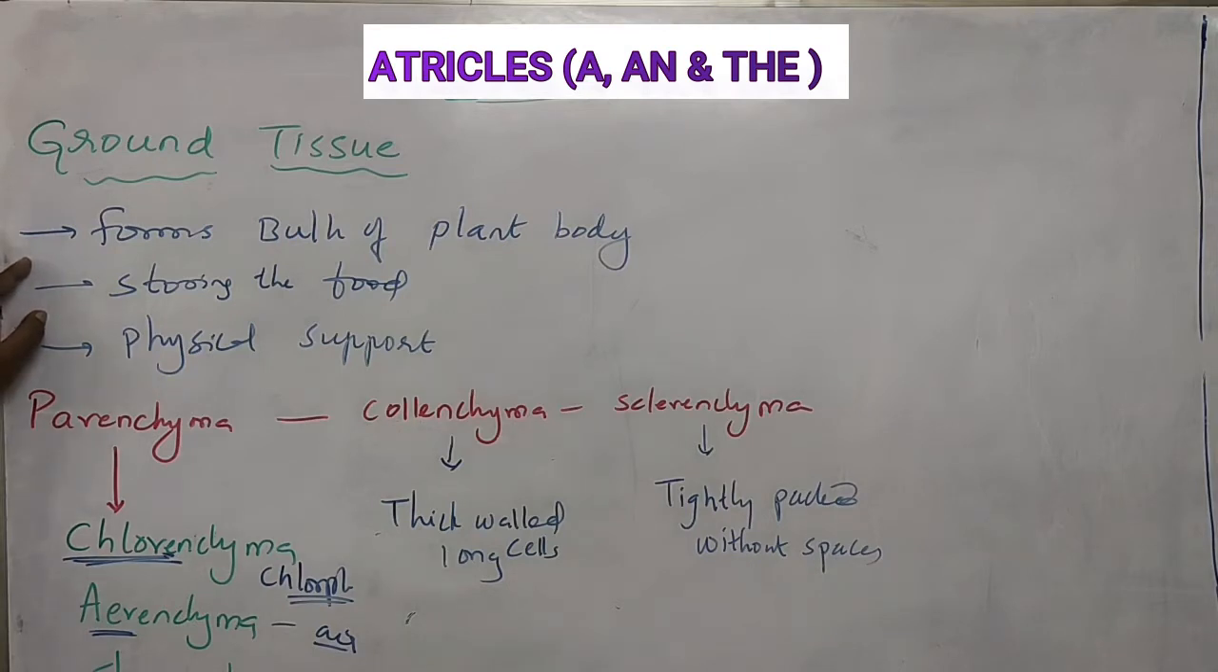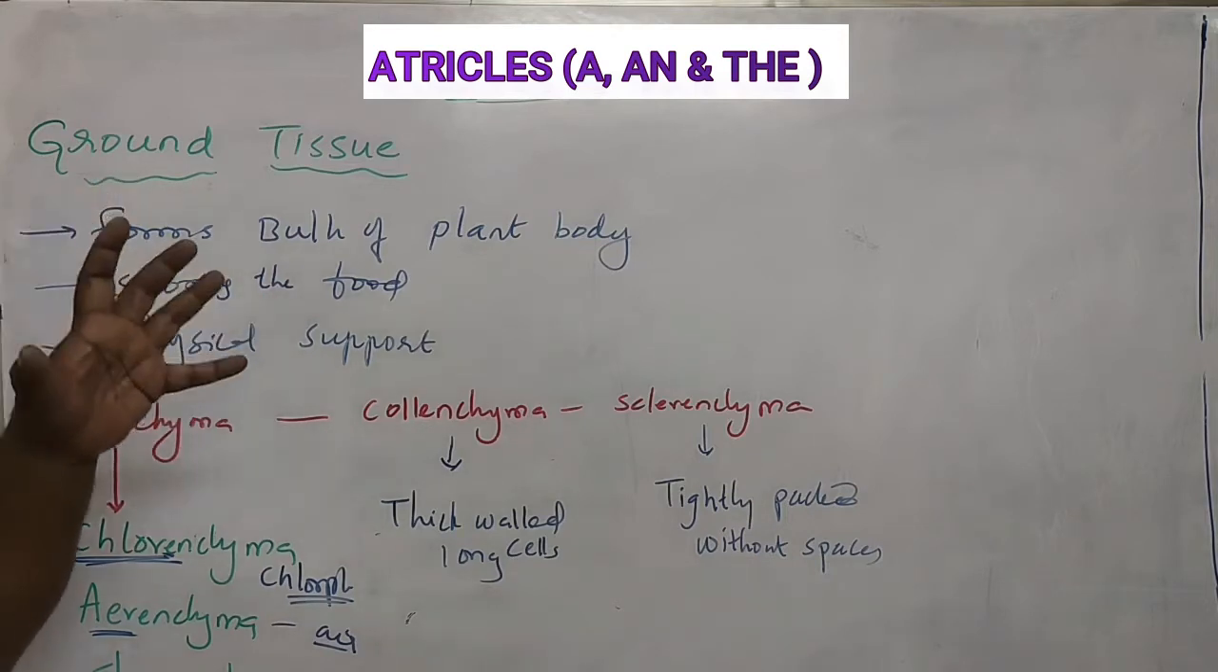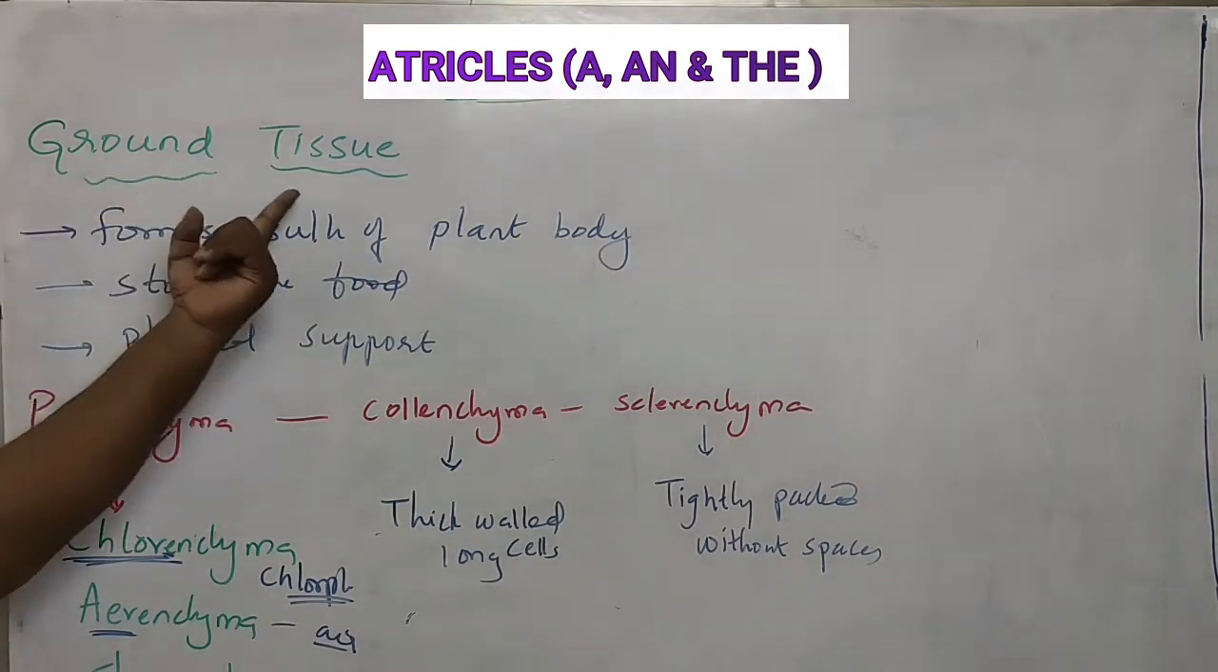What is the food material in the plant? Leaves will keep on preparing the food material, and that will not all be used by the plant. They should be stored somewhere, isn't it? So if you are having some 2 or 3 bags of rice in your home, you'll not eat them in a day, isn't it? You'll store them. In the same way, plants also store the food material. So the place for storing the food is a tissue, and that tissue we call the ground tissue.